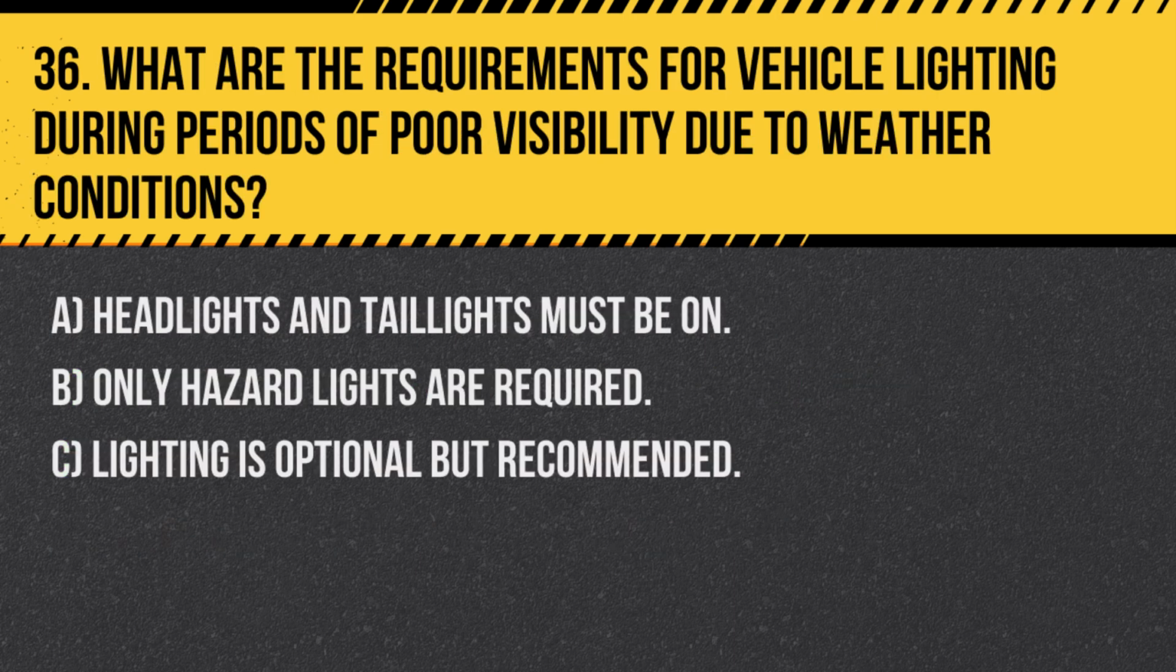Question 36. What are the requirements for vehicle lighting during periods of poor visibility due to weather conditions? A. Headlights and taillights must be on. B. Only hazard lights are required. C. Lighting is optional but recommended. Answer: A. Headlights and taillights must be on. Proper use of vehicle lighting increases visibility and signals presence to other drivers.